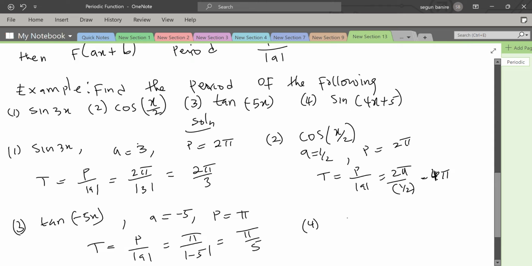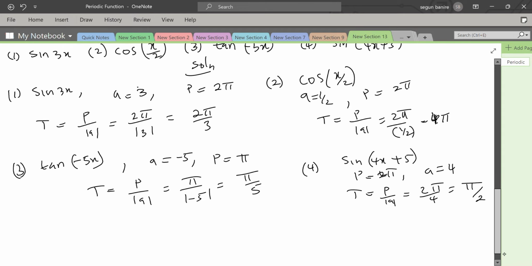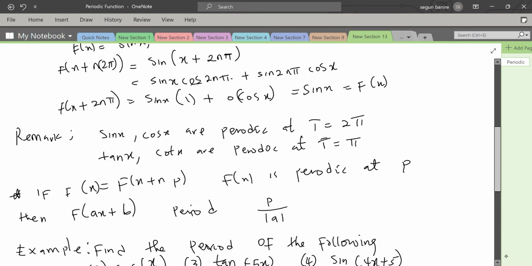Then for question 4, we have sine 4x plus 5. Okay, so the period is 2 pi, while a is 4. You neglect the 5. We don't need it for anything. So to get the period, that is p over the absolute value of a, which is 2 pi over 4. So that will give you pi over 2. So that is the period for that function.